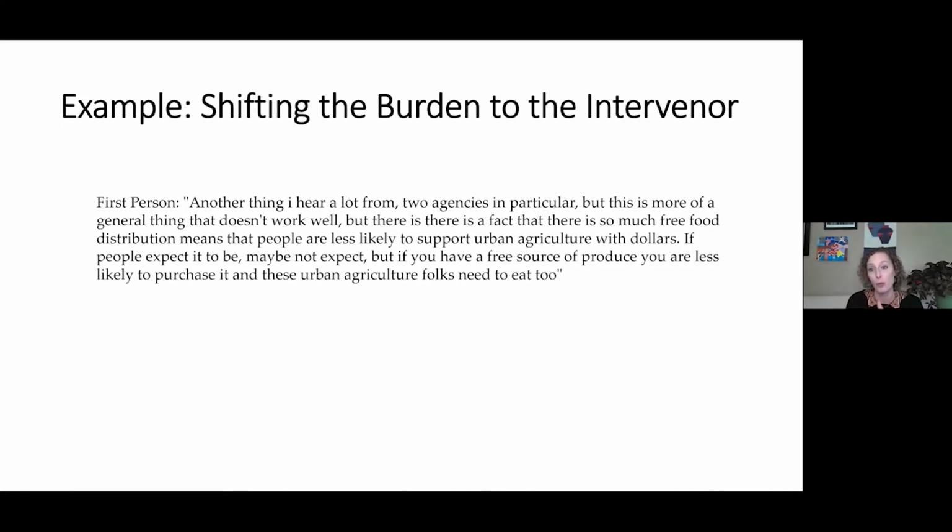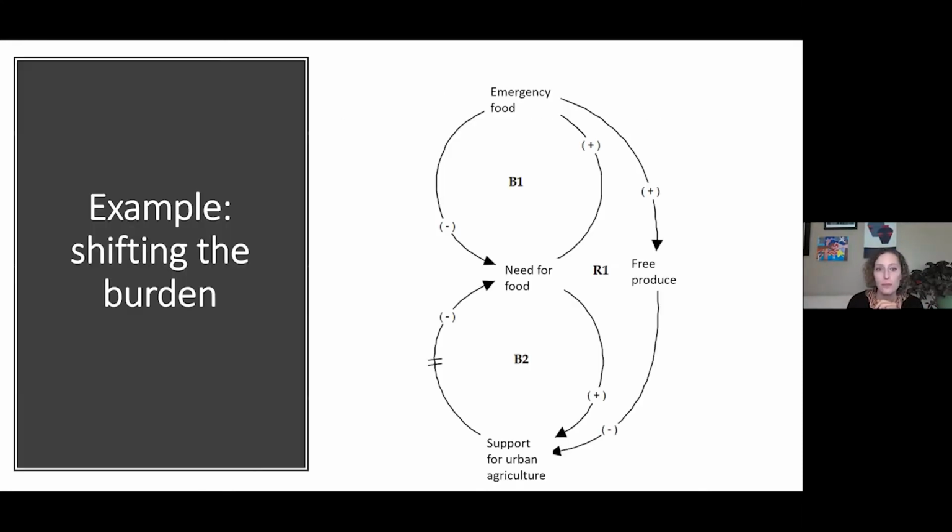Now, these were well-intentioned, of course, to support families that were burdened by these double crises. And at the same time, all of that money going to emergency food undermined the ability of the food system to develop in a sustainable way. So this is what that looks like in a causal loop format.